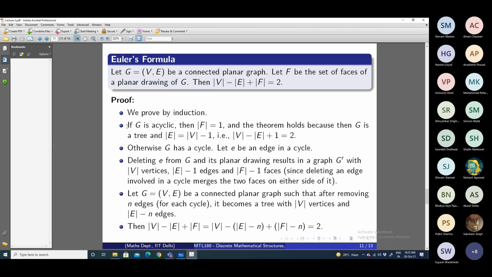Now, first of all, if G is acyclic, but G is connected, therefore G is a tree, right? Then the number of faces is exactly 1, as you already observed. And also we know that the number of edges is exactly the number of vertices minus 1. Therefore, the cardinality of V minus (cardinality of V minus 1) plus the number of faces equals 2. So we are done.